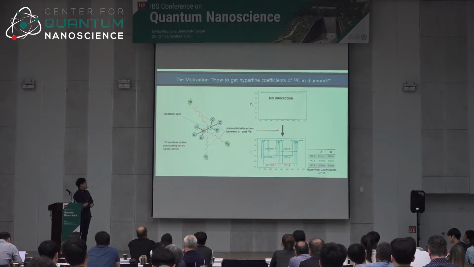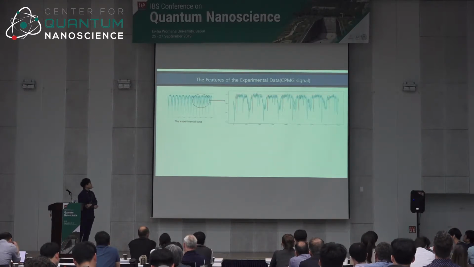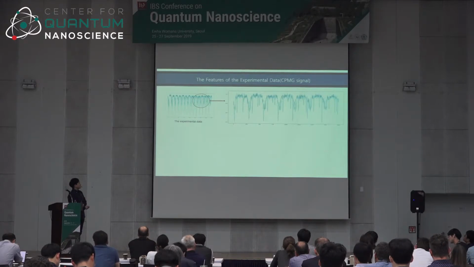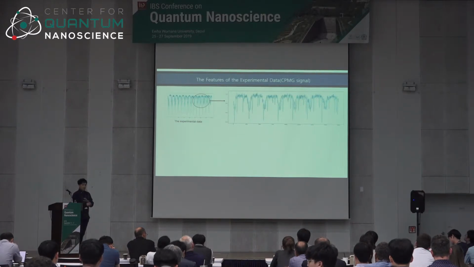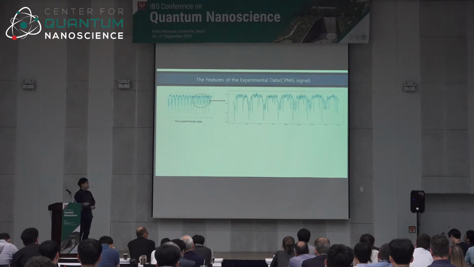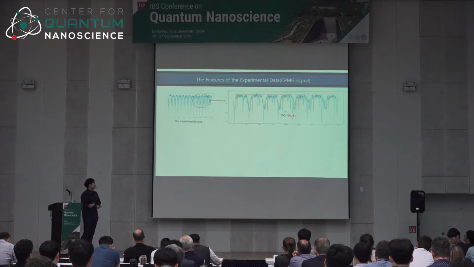But the thing is, if you take a look at the real experiment data, there are so many peaks, and also if you pick some specific time, there are sometimes 2 or more spins overlapping at the same point. So it's a little hard to analyze manually.